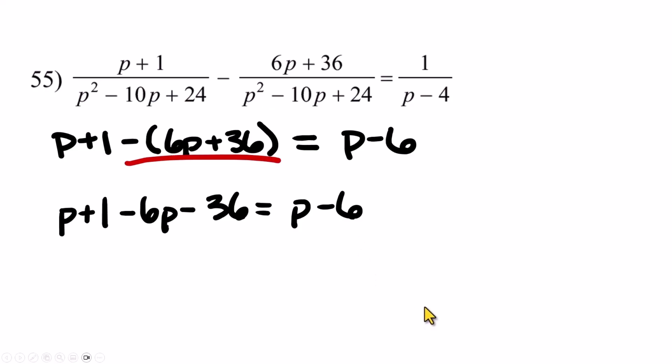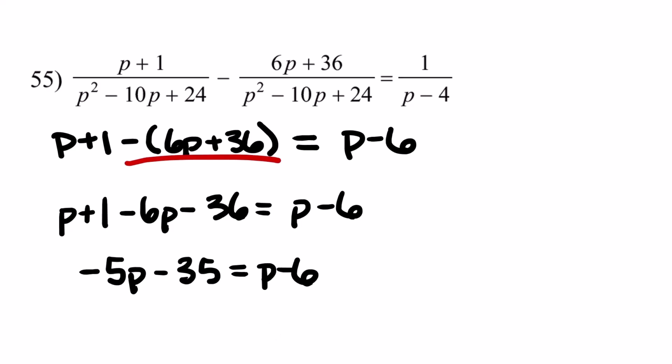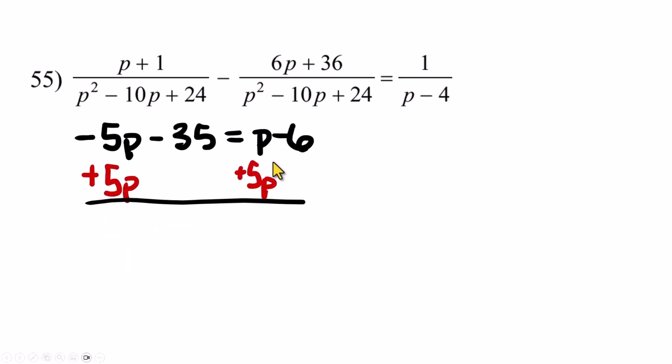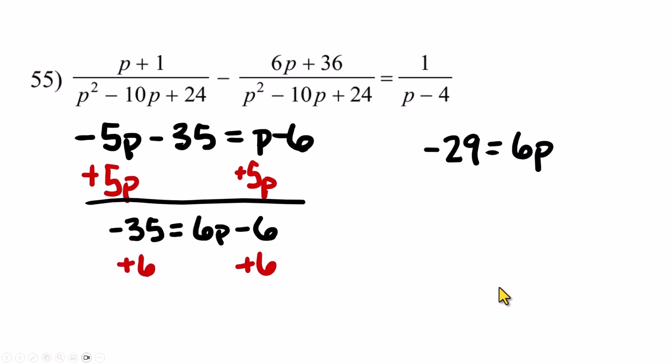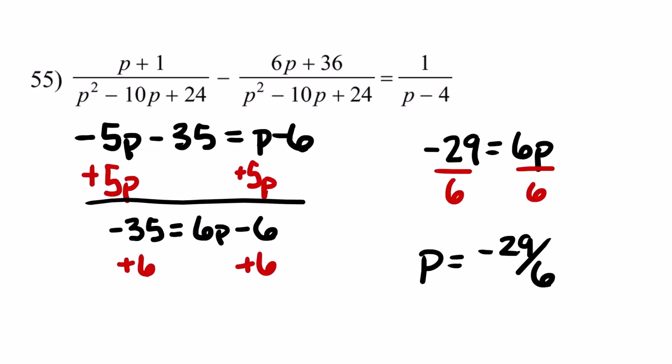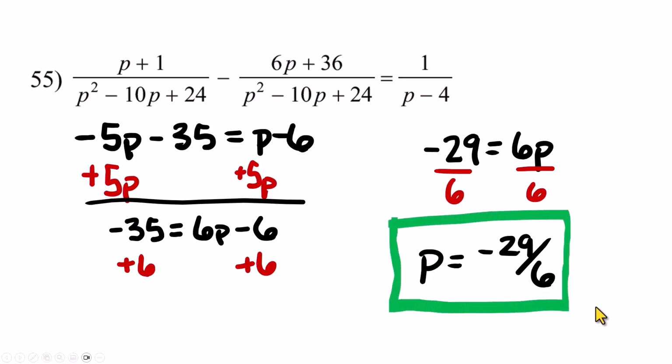So now we're just going to combine like terms. I have a p and a minus 6p, a 1 and a negative 36. So that's going to get me negative 5p minus 35 equals p minus 6. Add it to both sides, get that cleared out. So I have negative 35 equals 6p minus 6. Add 6 to both sides. I'm getting 29 equals 6p, and then you divide both sides by 6, and can't lie, I would be a little suspicious of an answer like this, so I would go back and check all my steps. But that is the correct answer, so put a box on it.